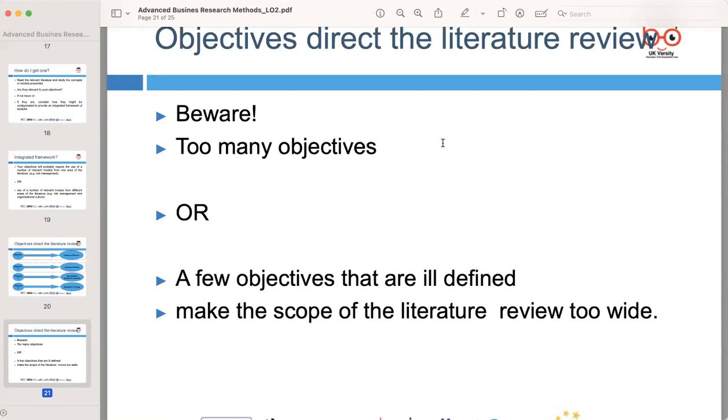The pitfall of ill-defined objectives: a few objectives that are poorly defined. When your objectives lack clarity, or there is misunderstanding, it becomes challenging to conduct a meaningful review. Ill-defined objectives can lead to a scattered and unstructured literature review where it becomes difficult to draw meaningful conclusions.